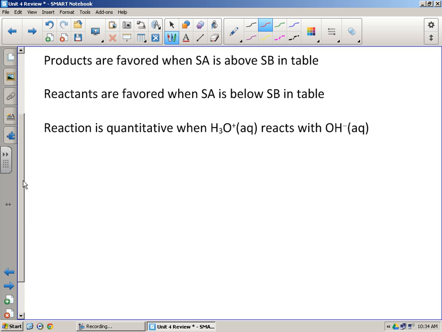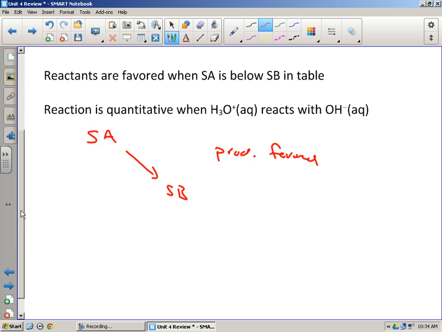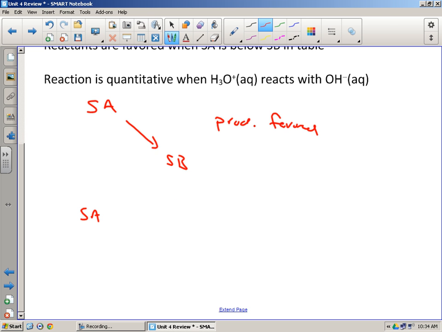quantitative. So what they're saying is, if that's the strongest acid and that's the strongest base, that of course is, well, we would say from before, a spontaneous reaction. In this case, products are favored, okay? And if it was the opposite, the strongest acid and then the strongest base was up here, for example, the reactants are favored. Okay?